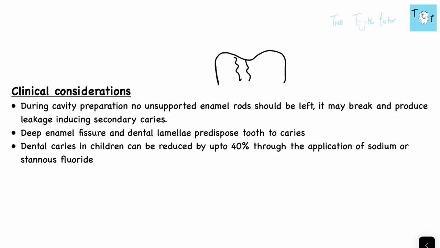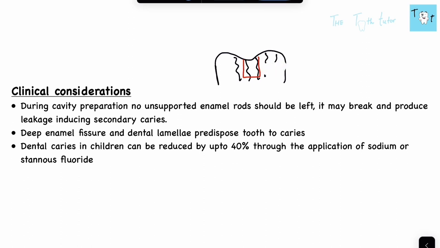So if this is the direction of the enamel rods in this portion, and I'm making a cavity, I'll have to make sure that I make the cavity along this, like this. If I try to make a cavity like this, then these rods will be left unsupported.